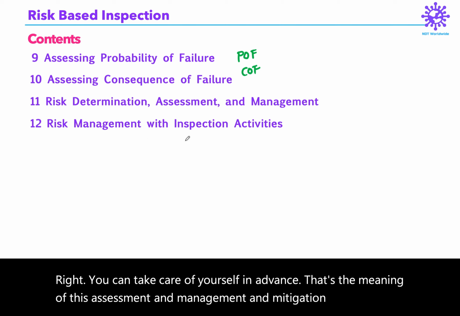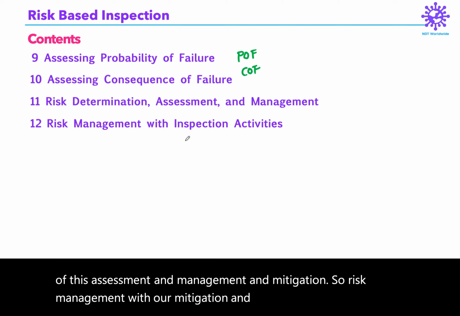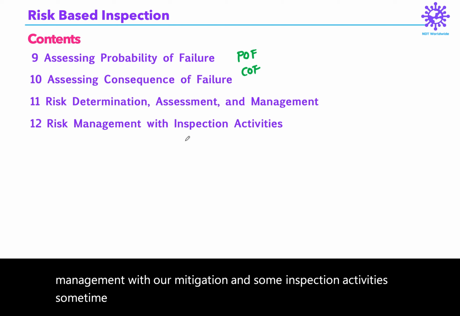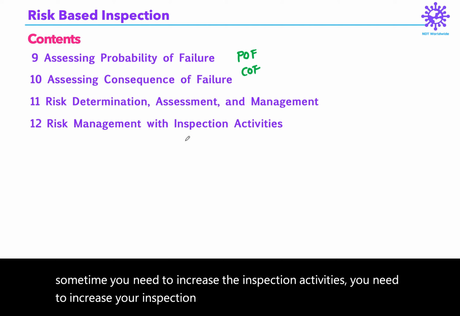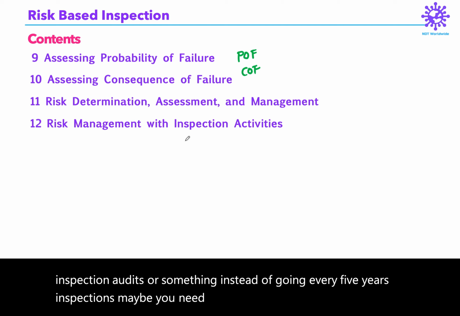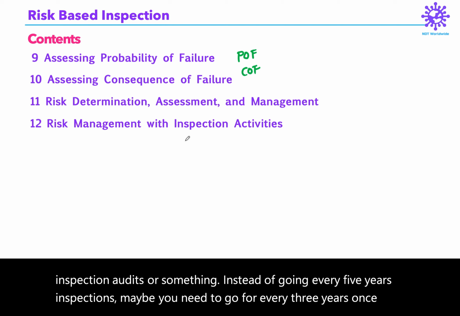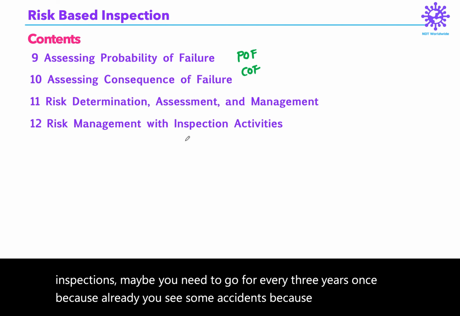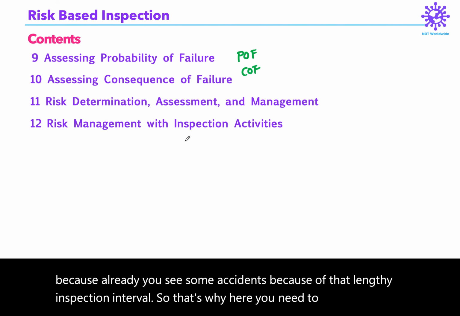So risk management with mitigation and some inspection activities. Sometimes you need to increase the inspection activities. You need to increase your inspection budget. You need to go with some inspection audits, or instead of going every 5 years, maybe you need to go for every 3 years once, because you've already seen some accidents because of those lengthy inspection intervals. So that's why here you need to reduce the inspection intervals.